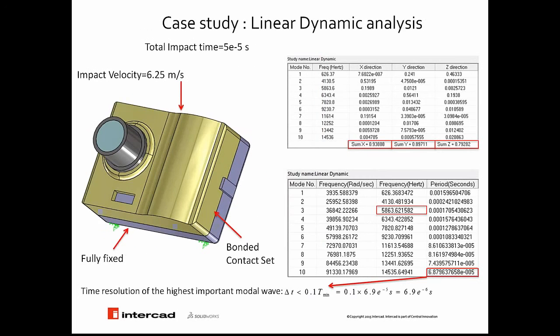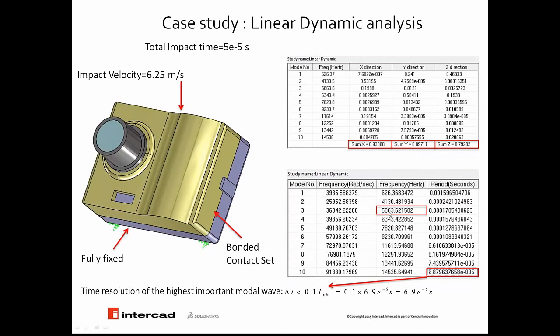A quick overview about what we do. A linear dynamic test or frequency test could be performed on this structure to look at all the natural frequencies from mode 1 to mode 10, understand their shapes, and look at the mass participation in each direction of impact. Also, based on that, we can look at the time at which these frequencies occur, such as the period you can see here.